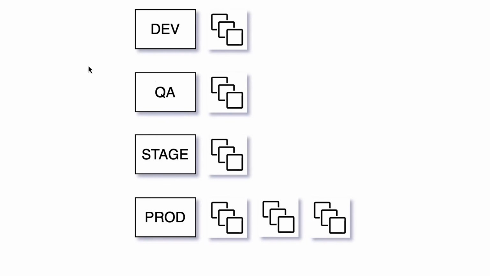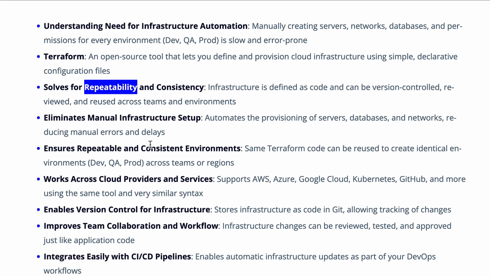So if I would want to use a simple piece of code to provision a dev environment, once the dev environment is ready, I can use the same code to provision the QA environment. I can use the same code to provision the stage environment and the production environment as well. So that's what Terraform enables you to do. It ensures repeatability and consistency.